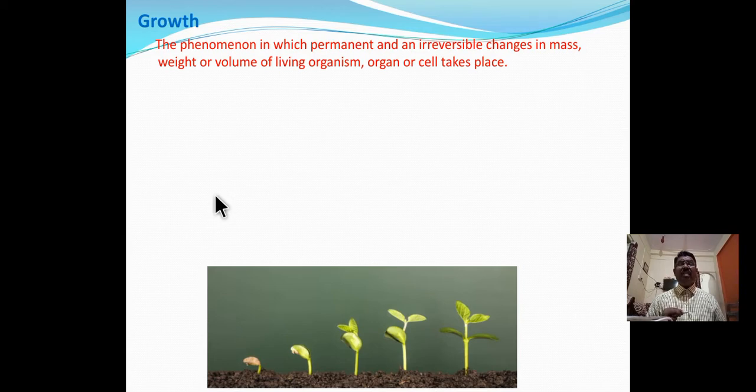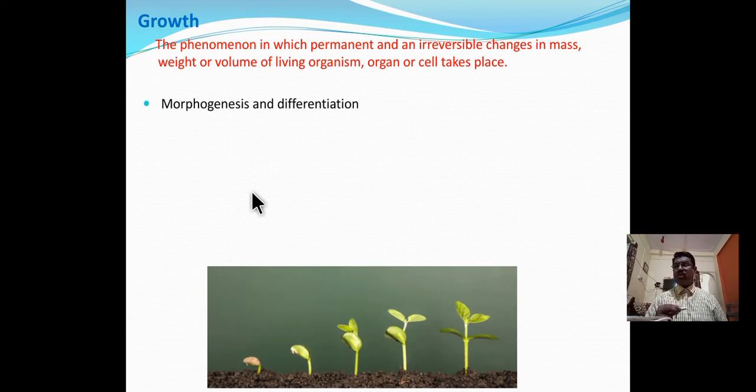The phenomenon in which the permanent and irreversible changes in the mass, weight or volume of a living organism, organ or cell takes place is called as growth. So this is the definition of growth.